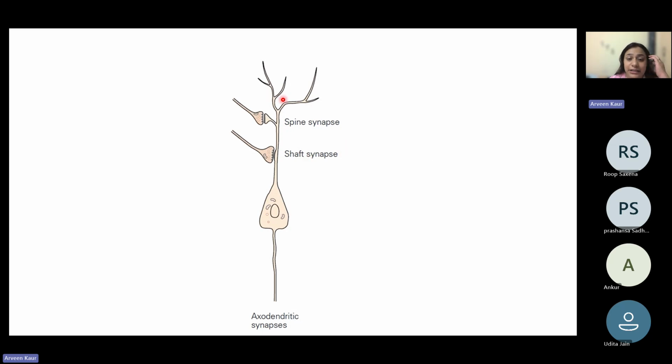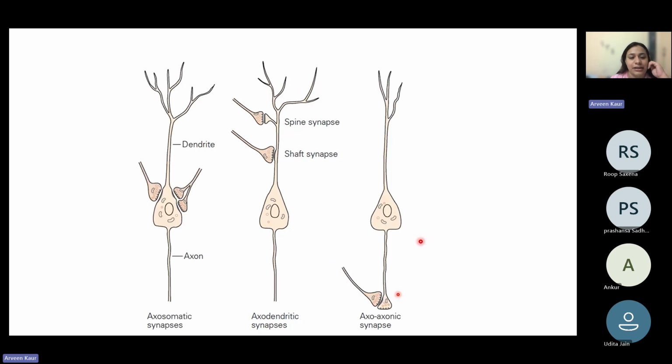Then there could be other kinds of synapses also, such as spine synapse. Instead of going to the dendrite, they are giving it to the spine or to the shaft region of the cell body, right? So shaft synapse and axodendritic synapses can also be there, where instead of the synaptic end bulb on the axon, it is directly on the axon that the dendrite is present. So this is axodendritic synapses.